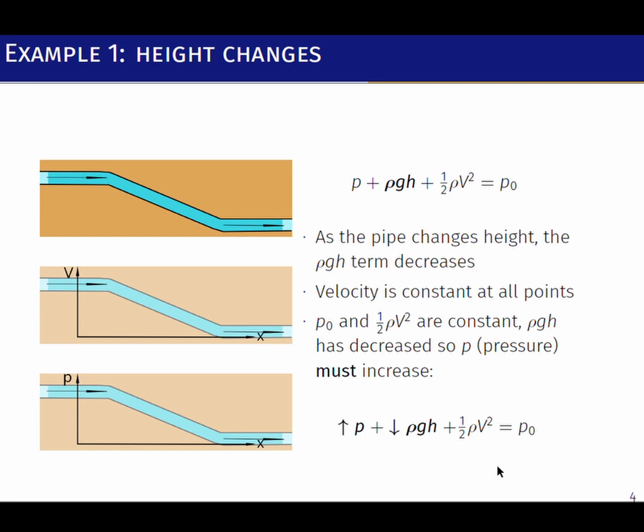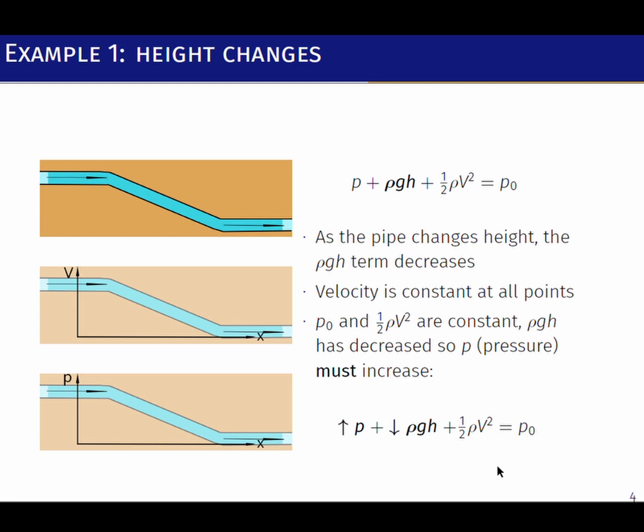During a height change, the velocity is going to stay constant across all points in the pipe. This is due to the conservation of mass: any fluid that enters the pipe must leave the pipe. And so long as the pipe isn't changing cross-sectional area, it must be leaving at the same speed at which it's entering.